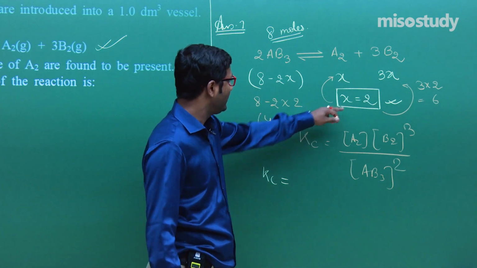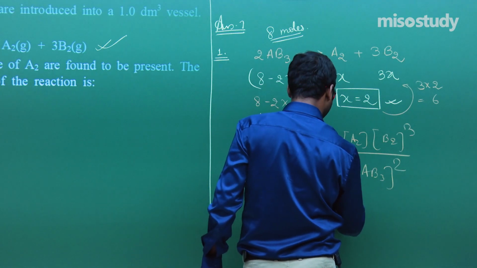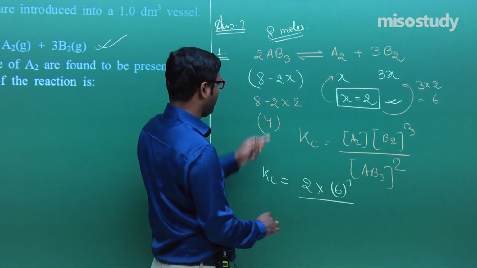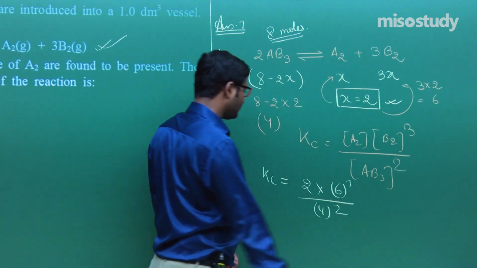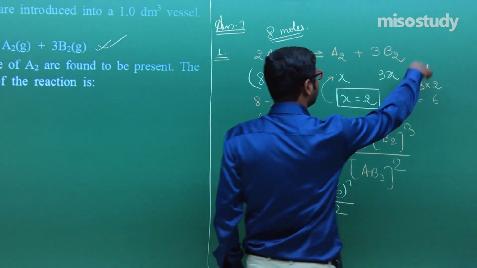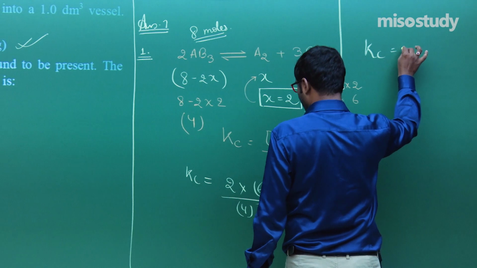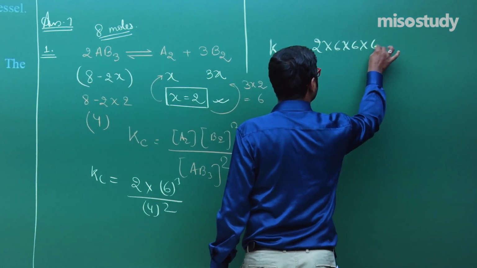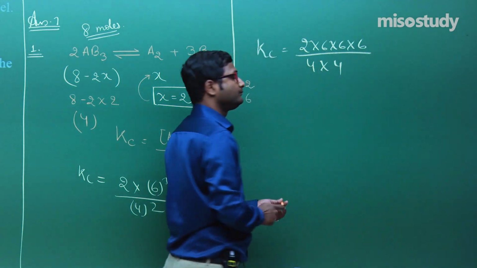Now put down the value, that is Kc is equal to A2. What is A2 here? That is 2, and B2 that is 6 cube, upon AB3 that is 4 square. Clear? Now moving here, check it out what will happen in this case. That is Kc is equal to 2 into 6 into 6 into 6 divided by 4 into 4.